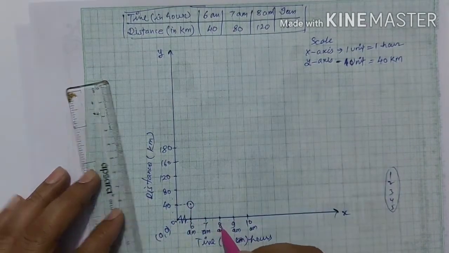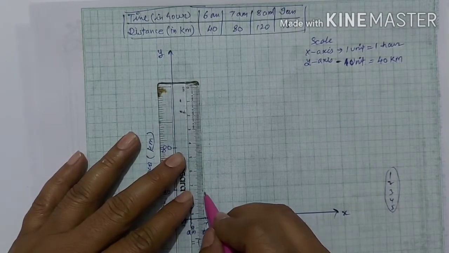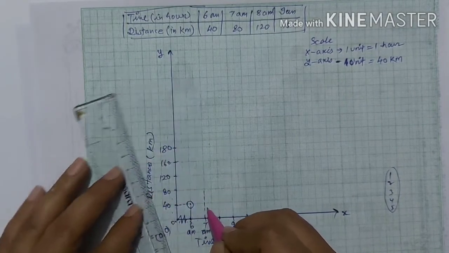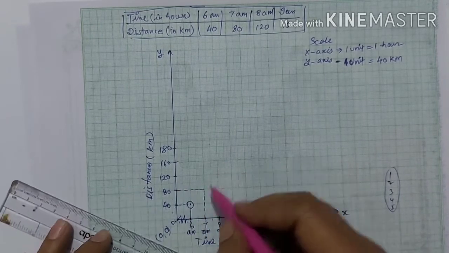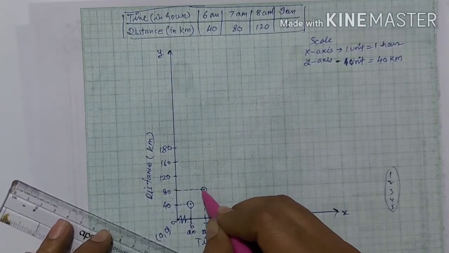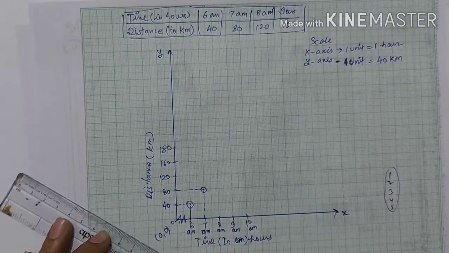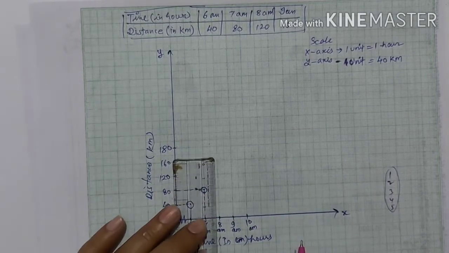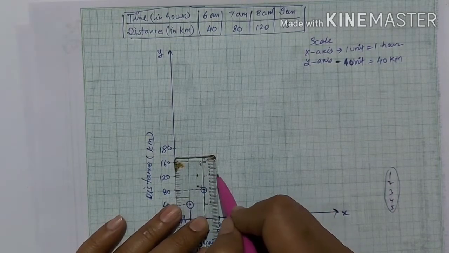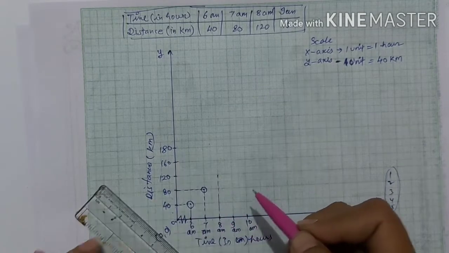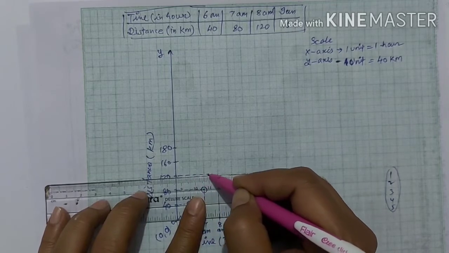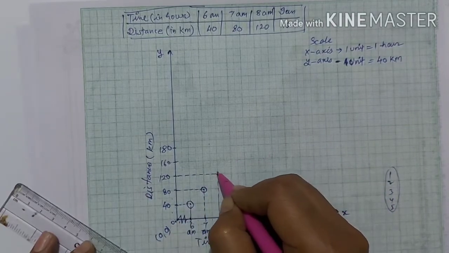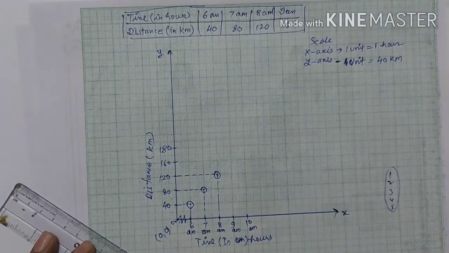Second is 7 and 80. So we start at 7 here, and the intersect point is 7 and 80. Third is 8 and 120. They start at 8 and 120. This is the point of 8 and 120.